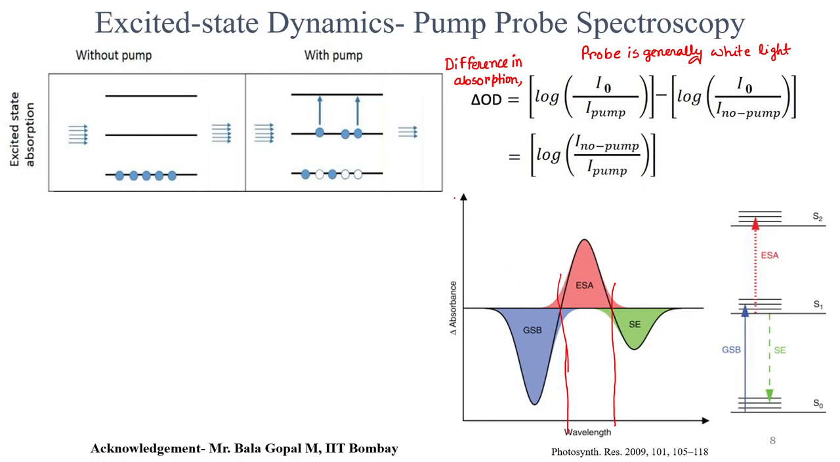Then what is happening is that light at that wavelength is going to be absorbed by the excited state molecule to go to a further excited state. So the intensity of transmitted light is going to decrease. So what am I going to get there? My delta OD is going to be the logarithm of I no pump, which is higher, over I pump, since the intensity of the transmitted light is lesser with pump. So it is going to be the logarithm of some value which is greater than 1, right? So we are going to get some positive value. That's why my excited state absorbance is positive.